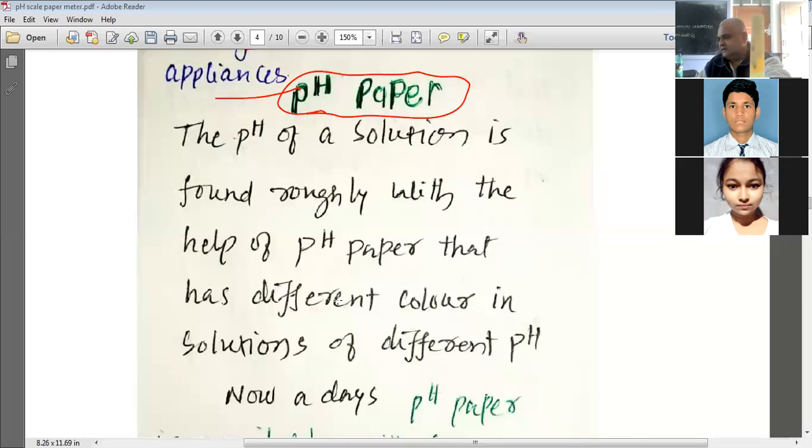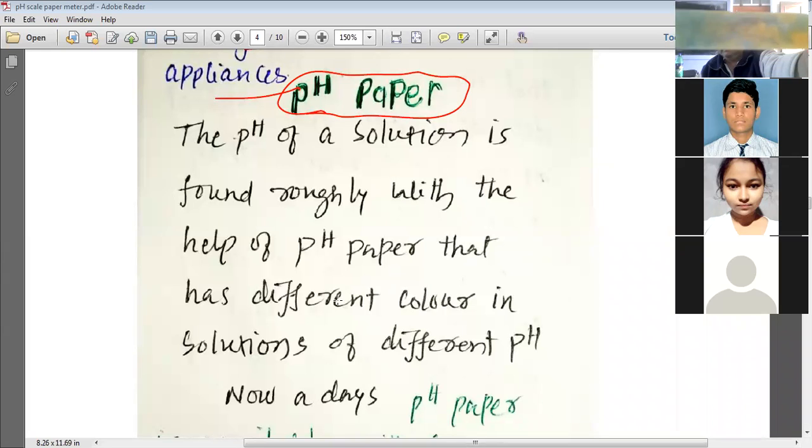Blue. Think once again and see, my dear child. Is it blue? No, sir. Then what color can you see?